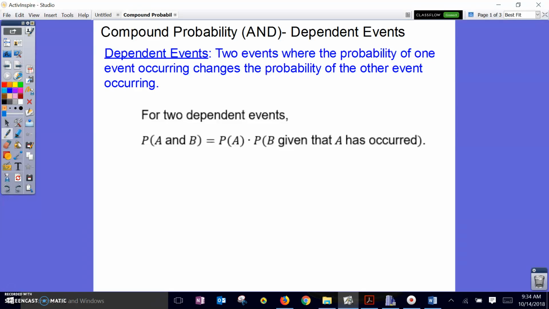And when we have two dependent events, to find the probability of A and B, notice this is similar to what we did with independent events. We take the probability of A and we multiply it by the probability of B given that A has occurred. So once we know that A has occurred, that changes the probability of B. And so instead of just probability of A times probability of B, like we had with independent events, we need the probability of A times the probability of B, given that A has already occurred. Let's take a look at a couple of examples to solidify this idea.